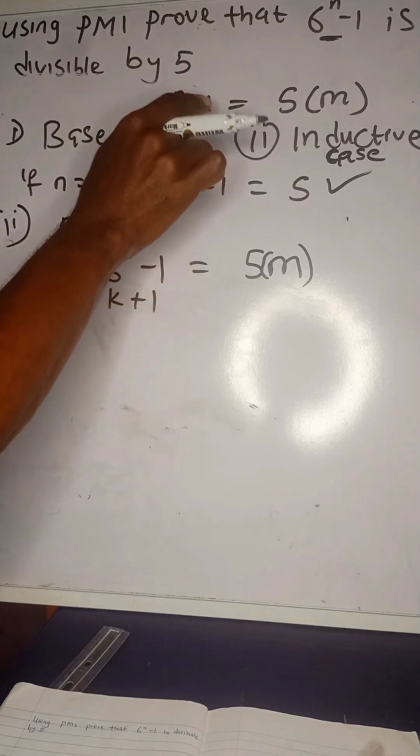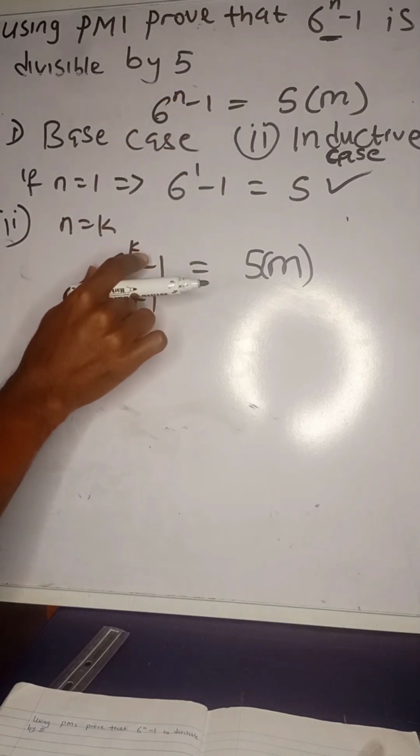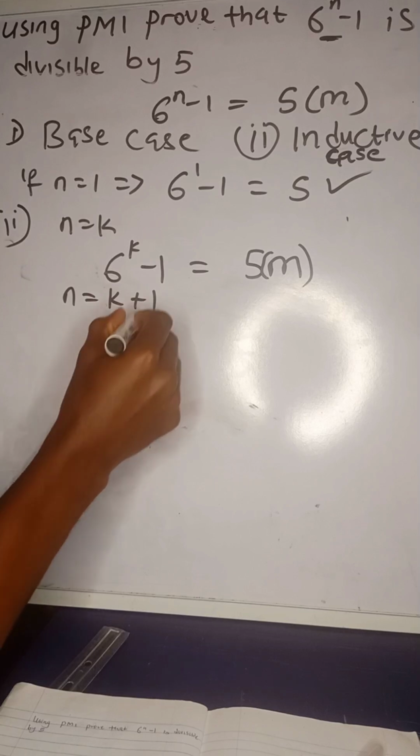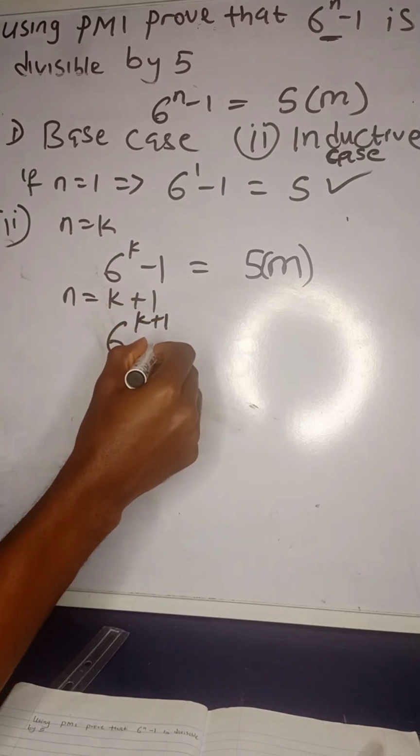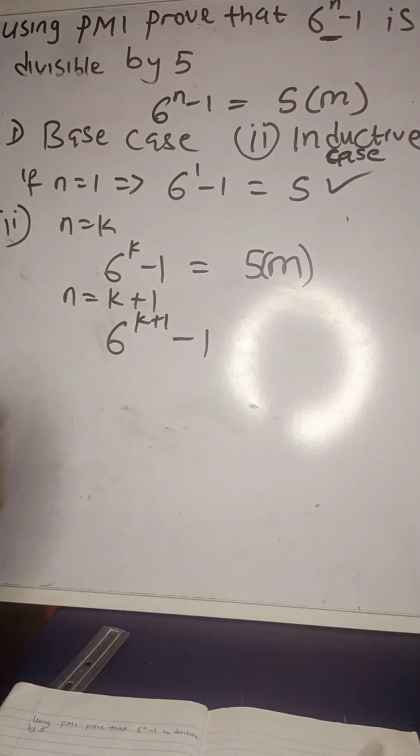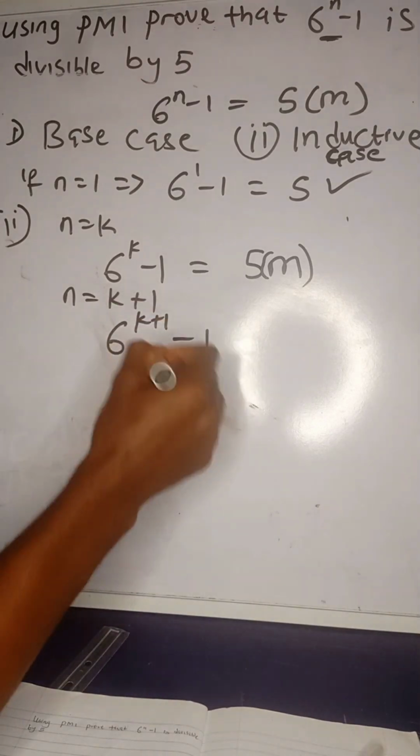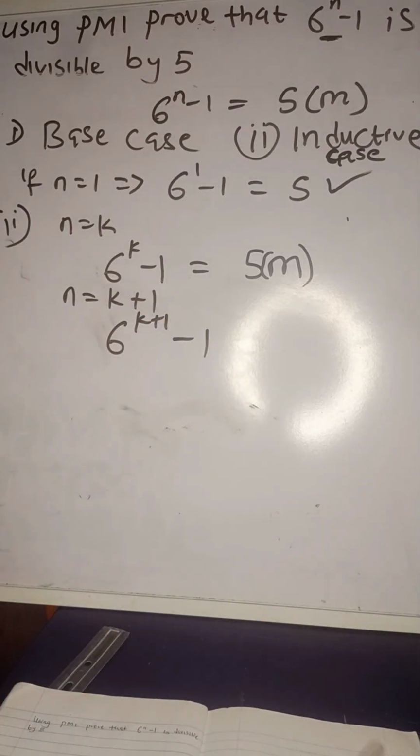This and this look the same, but this and this will not be the same. So we are going to have 6^k plus 1, right, minus 1. And we are to prove that this is divisible by 5.